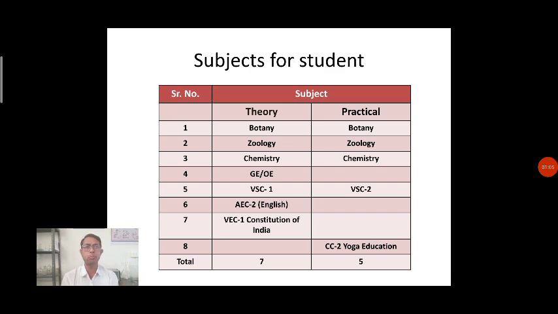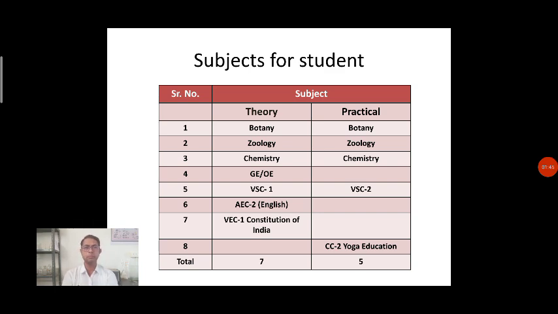Now say for example botany is one of the major subjects included in your syllabus, or you have taken botany as your one subject. So in this semester, that is semester 2, you have to deal with botany as a theory paper, and along with that theory paper you also get one practical paper for botany. Next, suppose you have taken zoology as your second paper, so you get the theory of zoology and the practical of zoology.